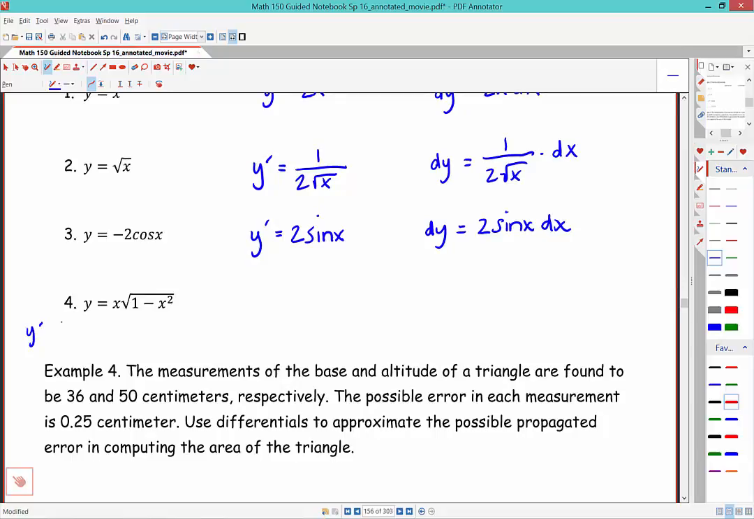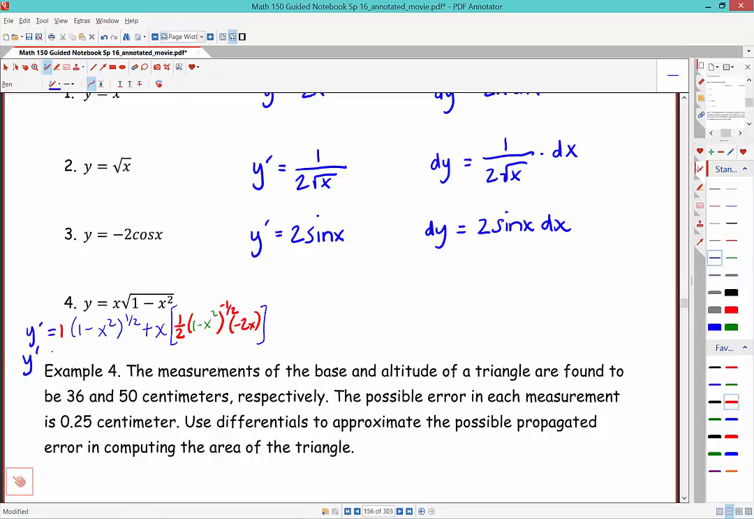So y prime is going to be the derivative of the first, which is 1, times the second, which is 1 minus x squared to the 1/2, plus the first times the derivative of the second, which is going to be 1/2 times our something to the negative 1/2, and the something here is 1 minus x squared, and the derivative of that is, good, negative 2x.